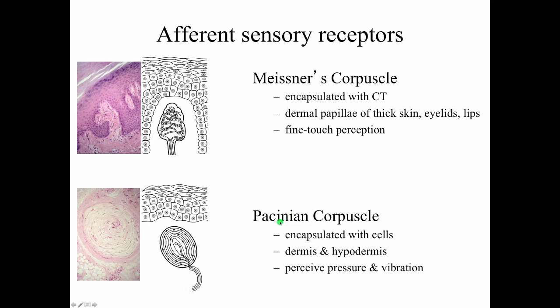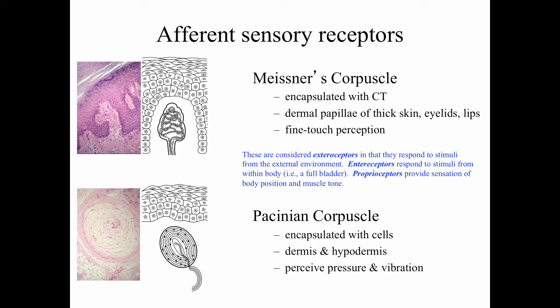On the other hand, the Pacinian corpuscle is a receptor that's encapsulated with cells. These cells are actually fluid-filled. You find this at the junction of the dermis and hypodermis. In this image, you can see all the adipose, so this would signify the hypodermis. The Pacinian corpuscles sense pressure and vibration. And as we said, we're going to expect you to be able to recognize these sensory receptors in histological images.